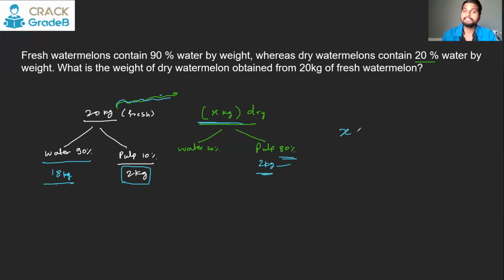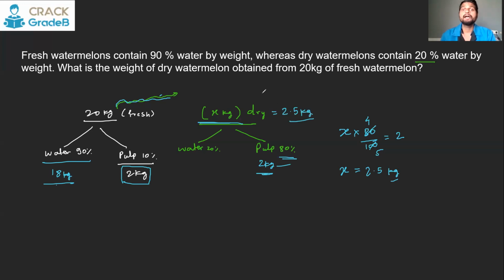So the new weight, if x, x's 80% should be equal to 2. So what is the value of x they are asking? It is very easy to solve. 20 is 4 times, 20 is 5 times, and that gets us 10 upon 4. That means 2.5 kg. So the new weight of the watermelon, or the weight of dry watermelon, is 2.5 kg.